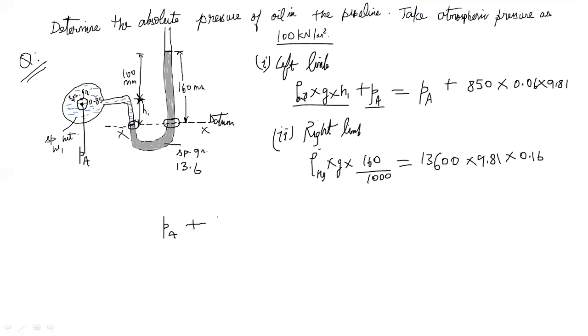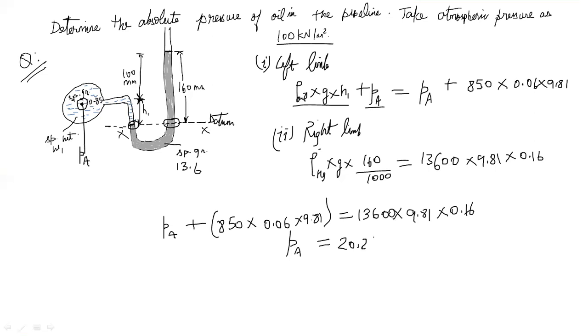So pressure at A plus 850 into 0.06 into 9.81 would be equal to 13600 into 9.81 into 0.16. Solve this on a calculator and you should get the answer as 20.85 kilonewton per meter square.